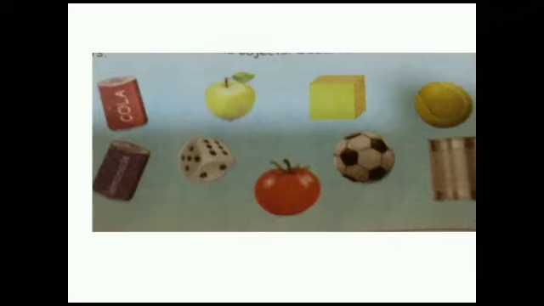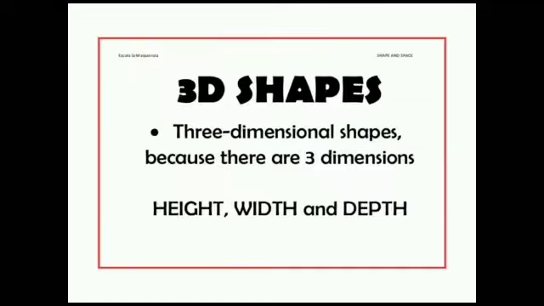Children, identify the shapes of the objects. Observe the dimension of the objects also. So here are the shapes like sphere, cylinder, cone, cuboid. So 3D shapes have three dimensions: height, width and depth.